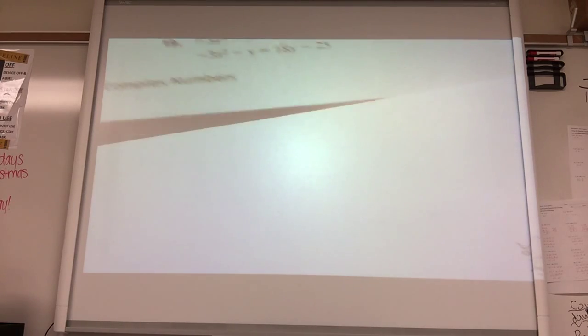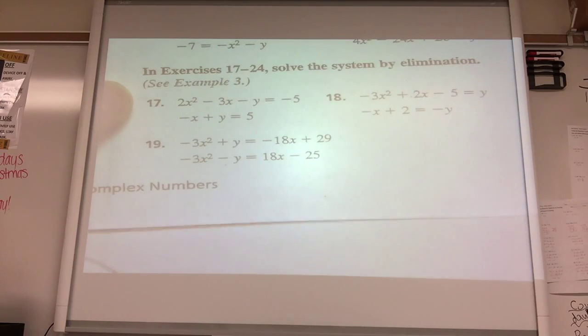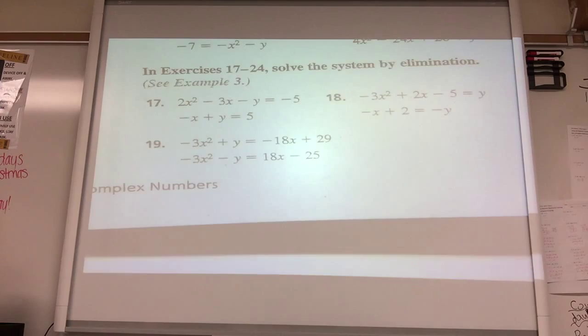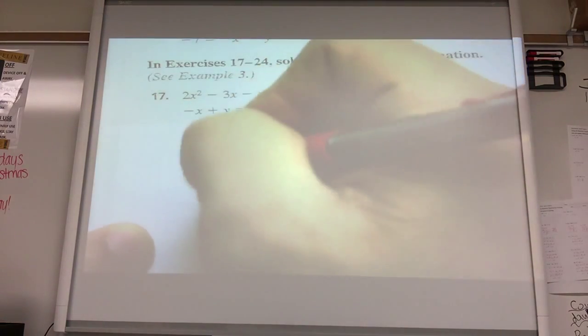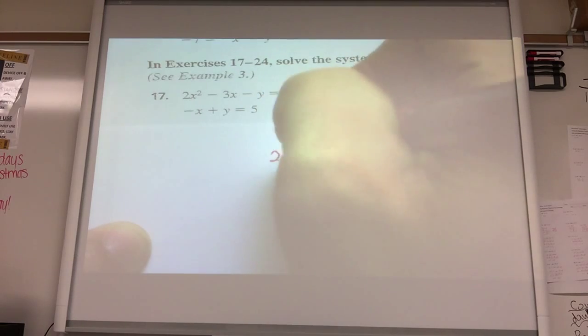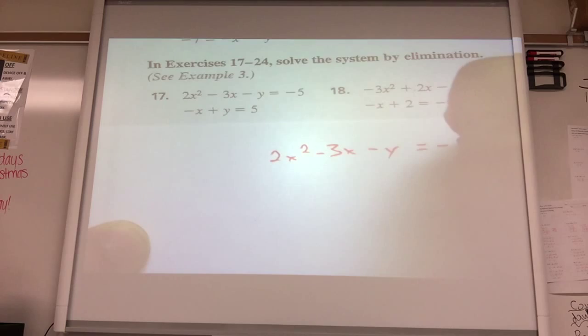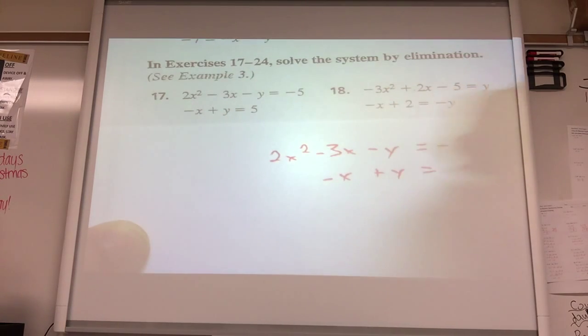Next type is finding your solutions using, right here, elimination. So on number 17, it asks you to use elimination. I'm going to go ahead and do one of those for you real quick, and then that'll be the end of this video. First thing I'm going to do is just copy it down. 2x squared minus 3x minus y equals negative 5. Negative x plus y equals 5.